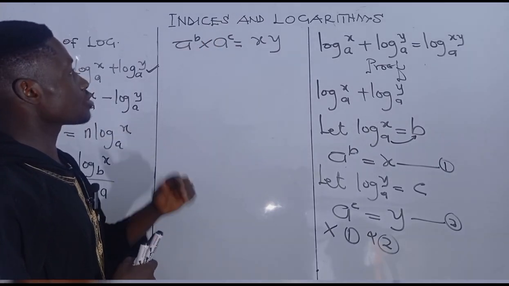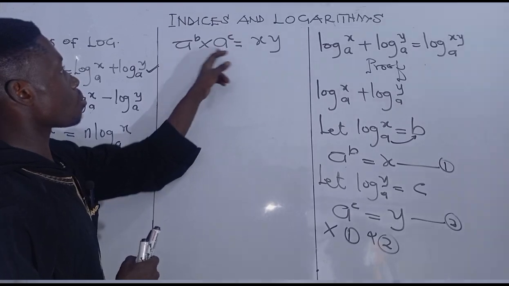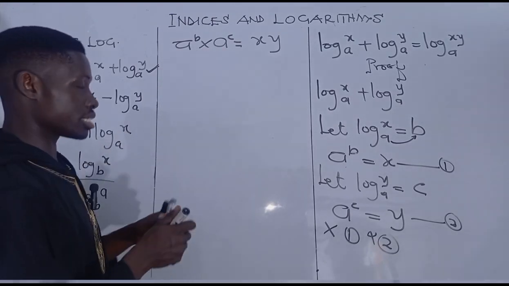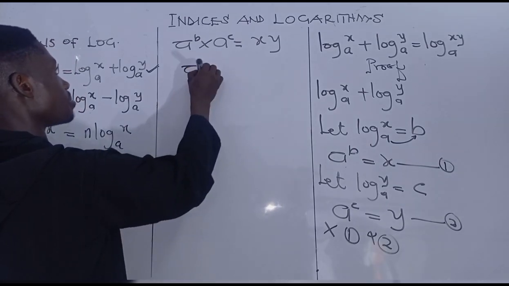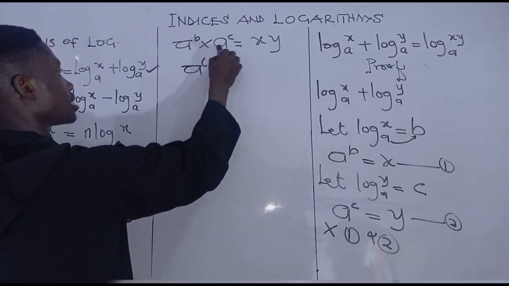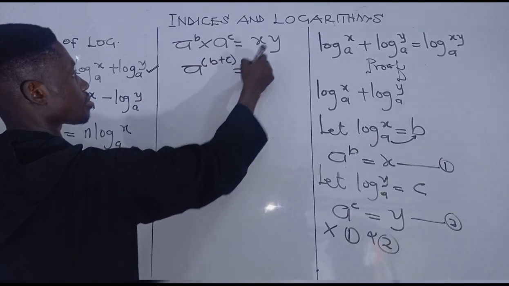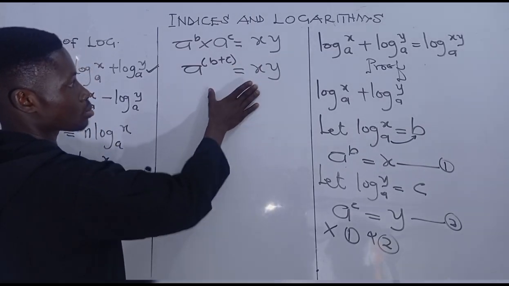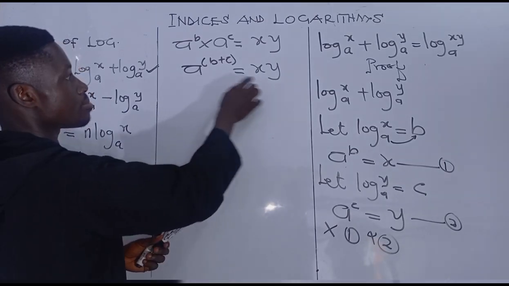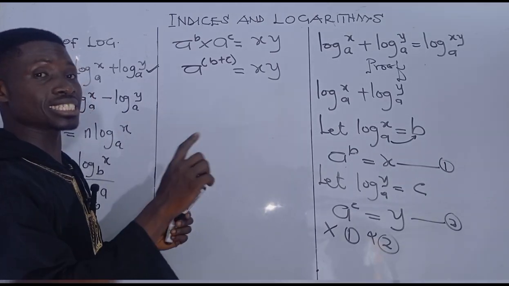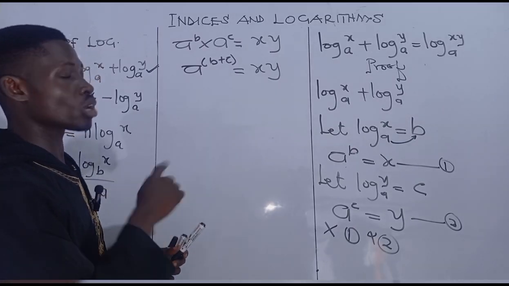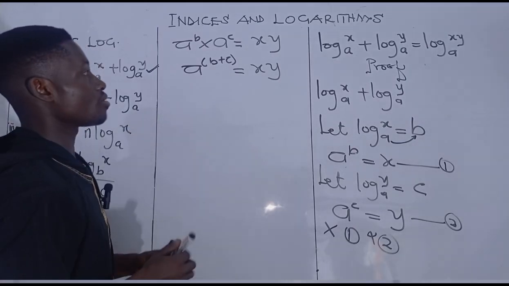So in indices, we said that when you have two or more numbers multiplying, they have the same base. What we do is that we pick one of the bases and add their exponents, which is equal to xy. We are having an exponential equation. Since the bases are not the same, we can't equate their exponents.